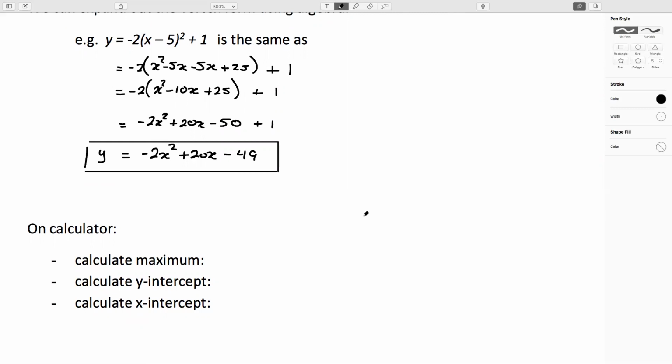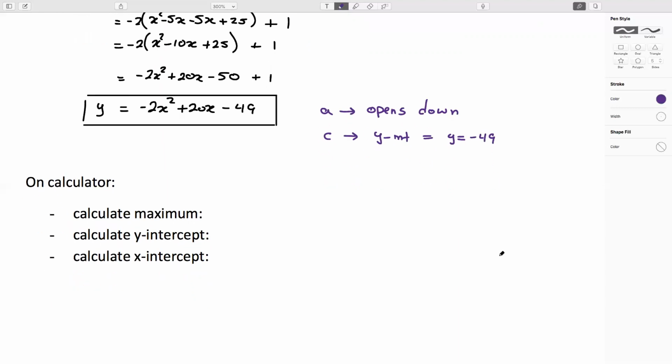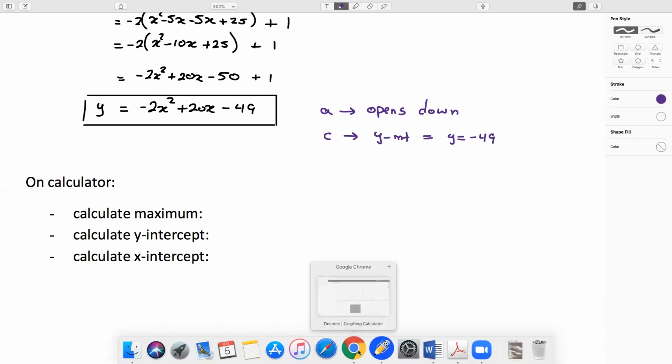So right off the bat, what can we tell? Well, if we look at A, it implies that the parabola opens down. And C is minus 49, which implies that we have a y-intercept equal to y equals minus 49. You can't really take B and say, oh yes, the vertex is here. We don't have the formula for that. So on a calculator or Desmos, we're going to analyze this function, look at the maximum, the y-intercept, and the x-intercept. Okay, so I'm going to switch over to Desmos.